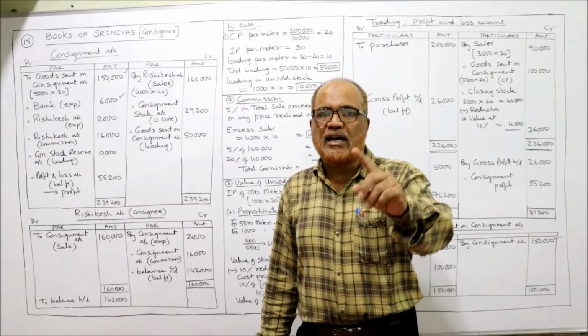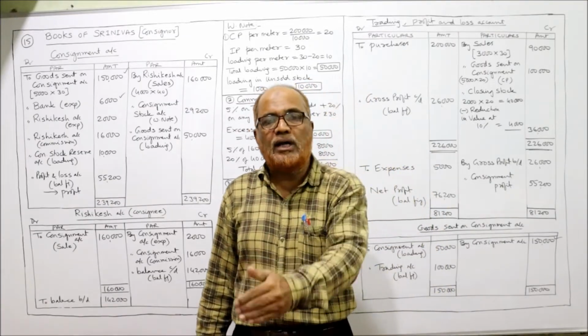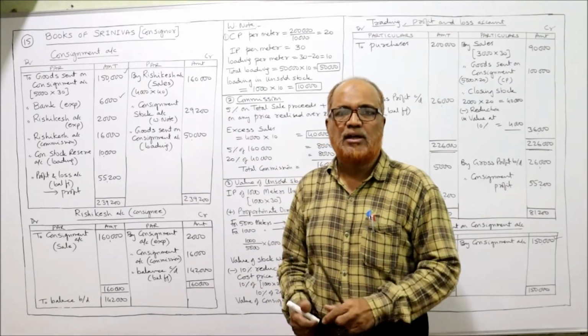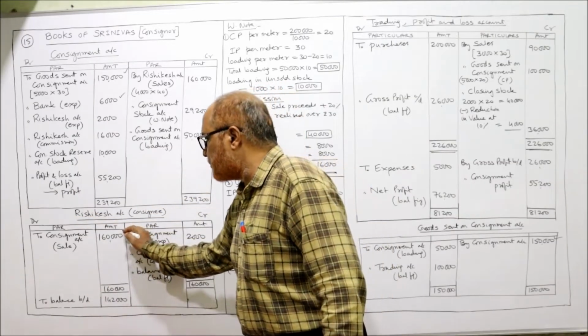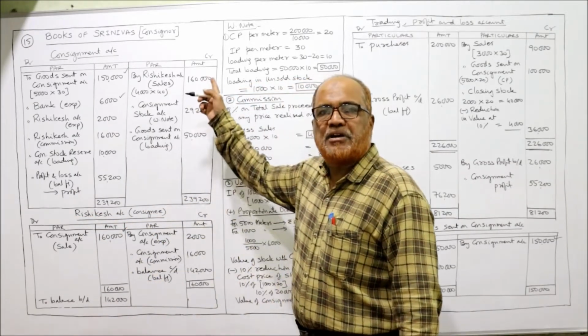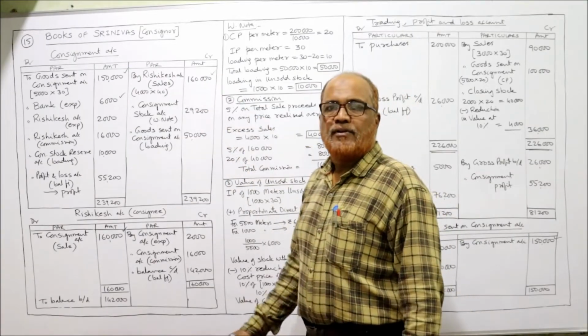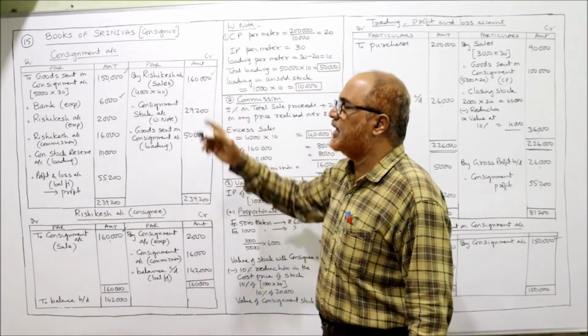So what is the entry when the consignee sold the goods? Consignee account debit to consignment. Rishikesh account debit to consignment. So Rishikesh should be debited, and consignment should be credited by sales. When he sells the goods, Rishikesh account should be debited, consignment account is credited.